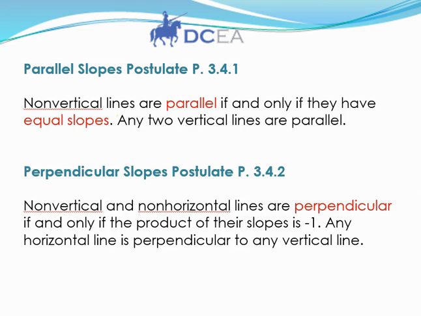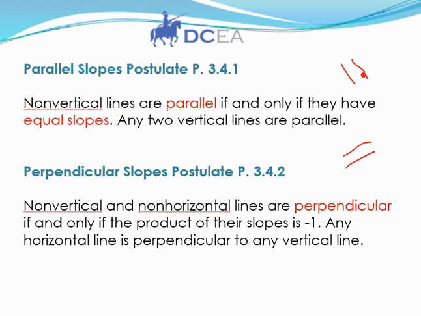We have two postulates in this presentation. We have the parallel slopes postulate, postulate 3.4.1. Non-vertical lines are parallel if and only if they have equal slopes. Any two vertical lines are parallel. So they're actually stating two things here. We know that two vertical lines are parallel. But non-vertical lines, these are lines that might go in different directions, are parallel if and only if they have equal slopes.